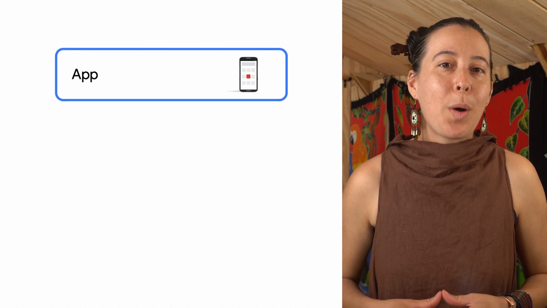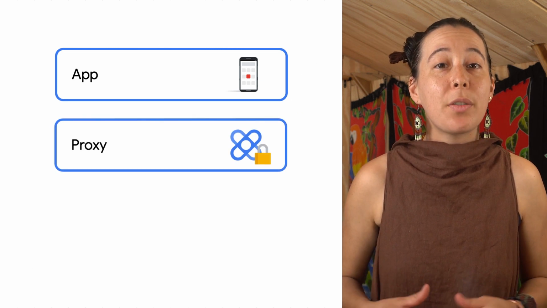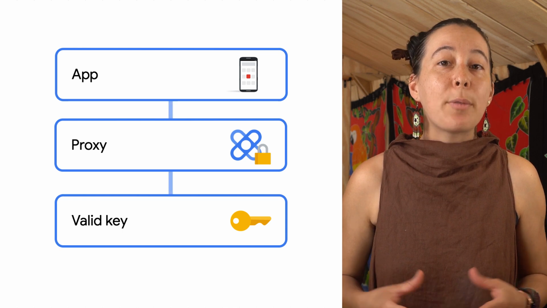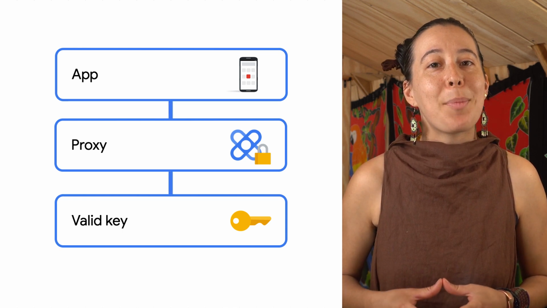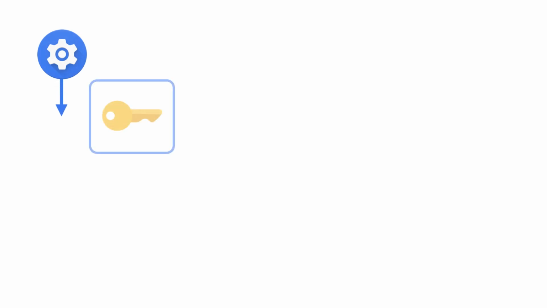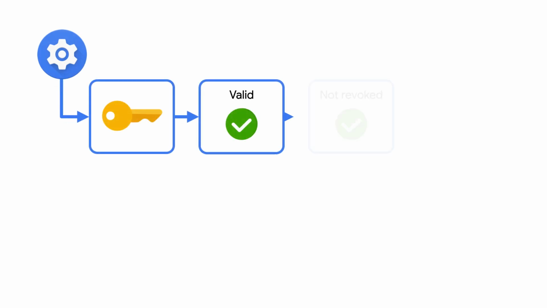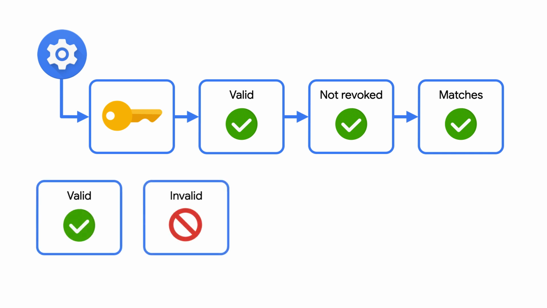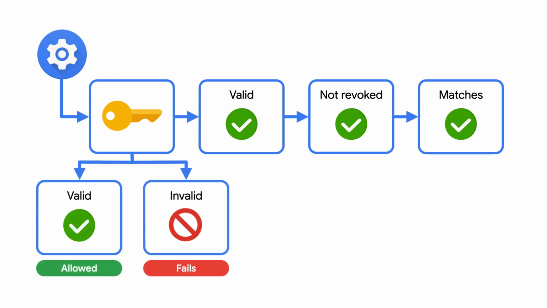When an app makes a request to an API proxy that is configured to verify an API key, the app must supply a valid key. At runtime, the verify API key policy checks that the supplied API key is 1) valid, hasn't been revoked, and matches the API key for the API product that exposes the requested resources. If the key is valid, the request is allowed. If the key is invalid, the request results in an authorization failure.